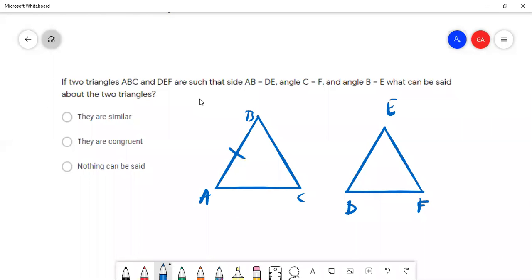Okay, so here we have AB is equal to DE, angle C is equal to angle F, and angle B is equal to angle E. I'm using different symbols to show that these angles are equal, like an angle sign with a line through it, just to show that it's B equal to E and not B equal to F, for example. Okay, can someone tell me what's the answer to this question?